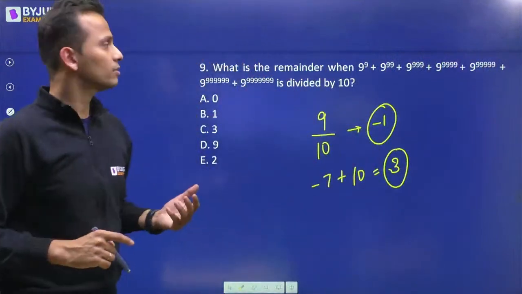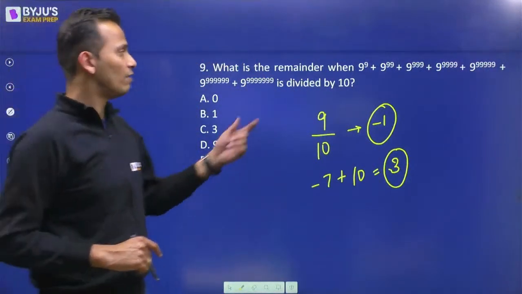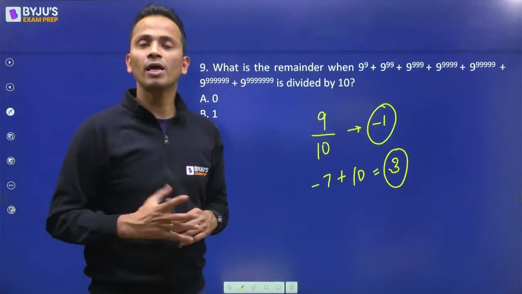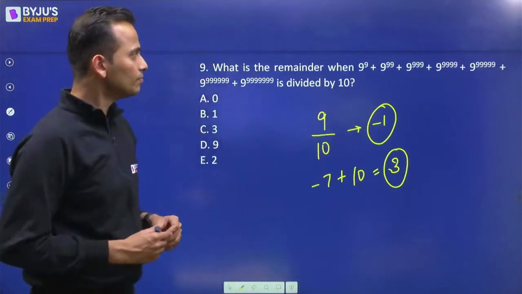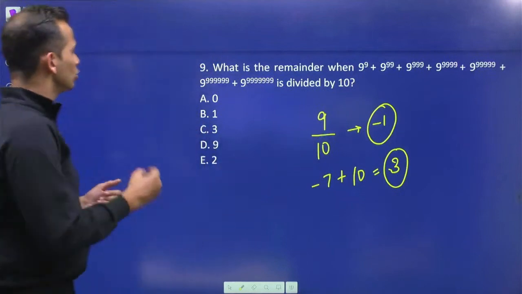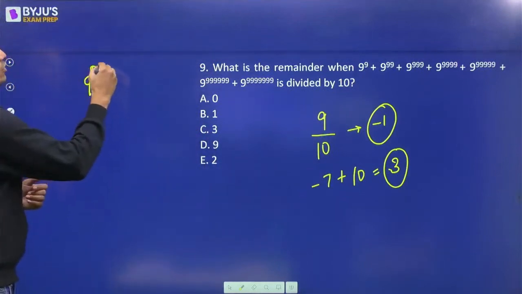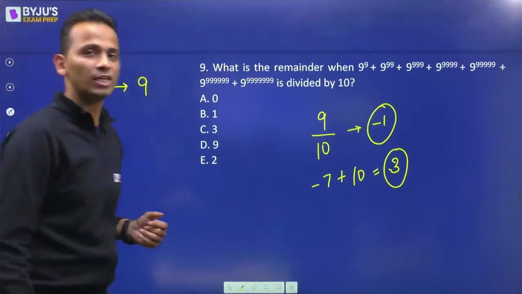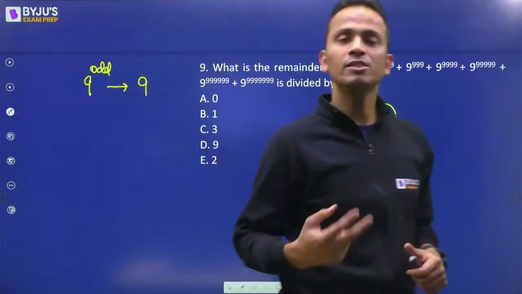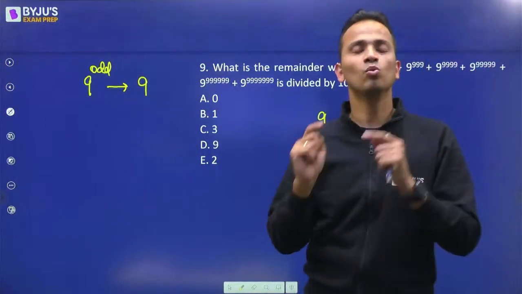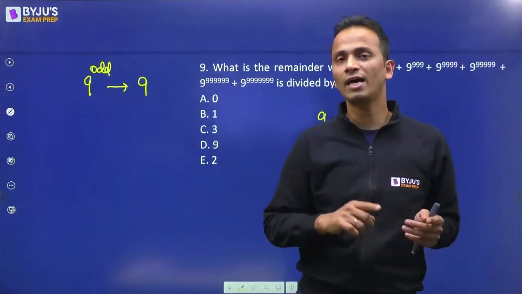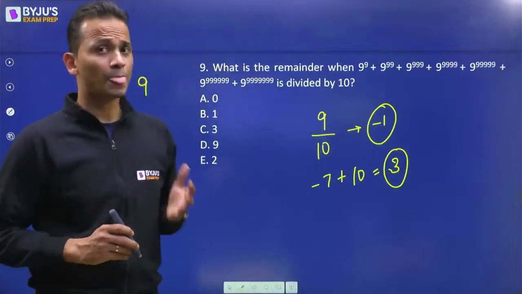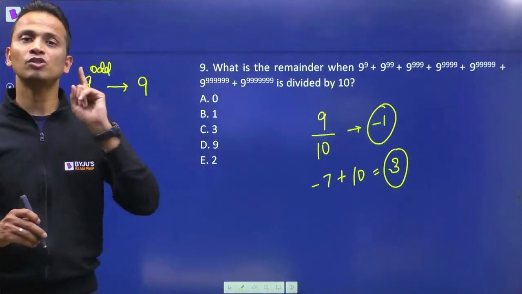Another way is calculate the unit digit. I want to divide by 10 and find out the remainder. 10 से divide करके remainder क्या होगा? It will be the unit digit. So unit digit calculate करो. So 9 raised to the power any odd number will end with 9. Unit digit हमेशा 9 होगा. 9 का cyclicity 2 होता है. So 9, 1, 9, 1, 9, 1. So 9 raised to the power odd number, unit digit will be 9. 9 raised to the power even number, unit digit will be 1.